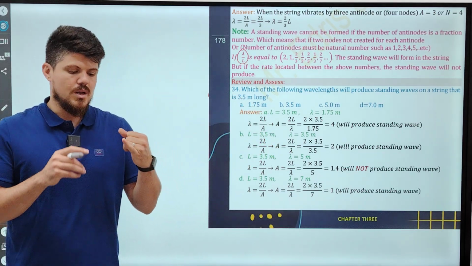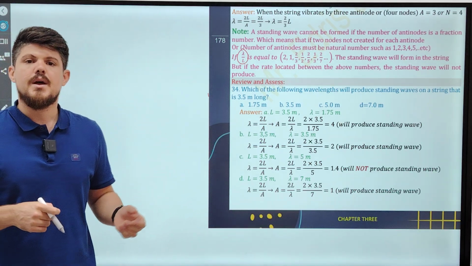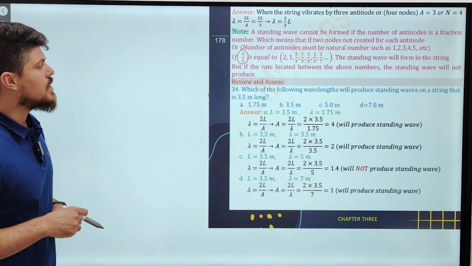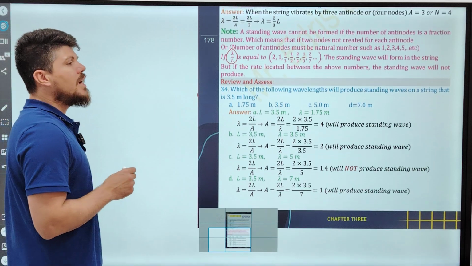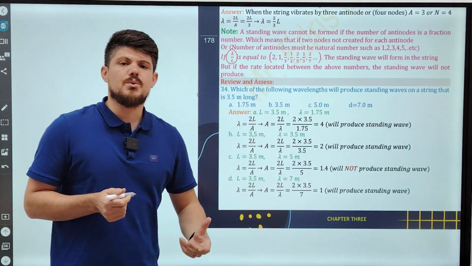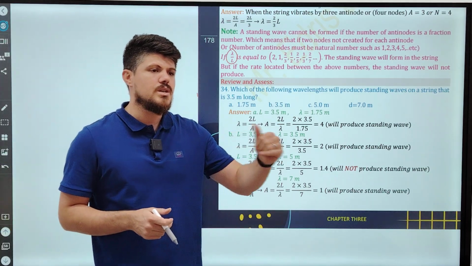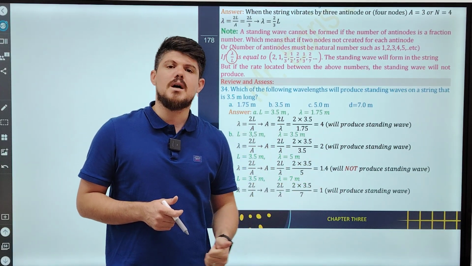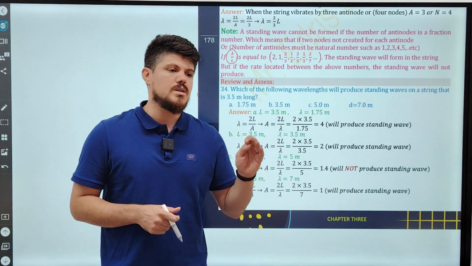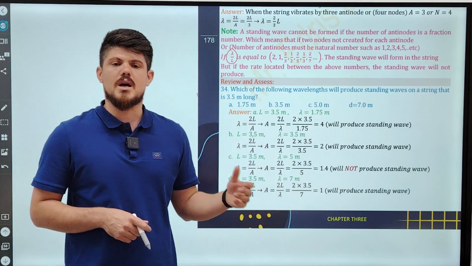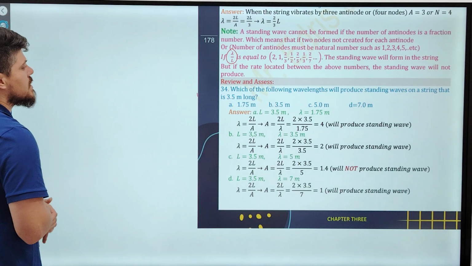What do you mean by integer number? Like 1, 2, 3. Not allowed: 1.5, 1.3, 2.3. It must be an integer number. To find which of the following wavelengths can produce the standing wave, we have to find the number of antinodes. If the number of antinodes is an integer number, we can say this wavelength can produce the standing wave. But if the result for the antinode is not an integer, like a decimal number such as 1.4, or a fraction, we cannot say it produces a standing wave.